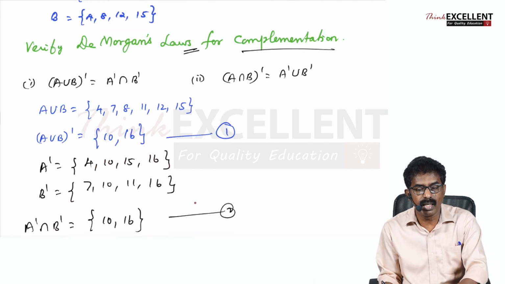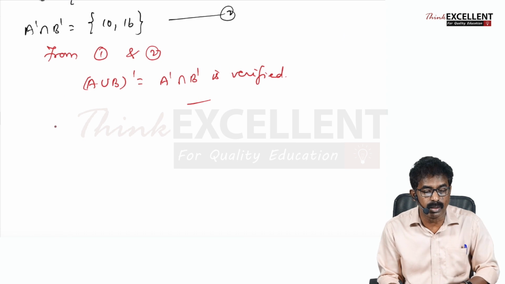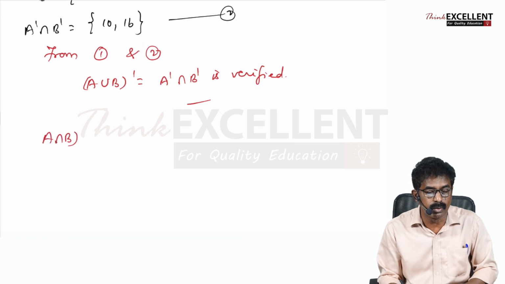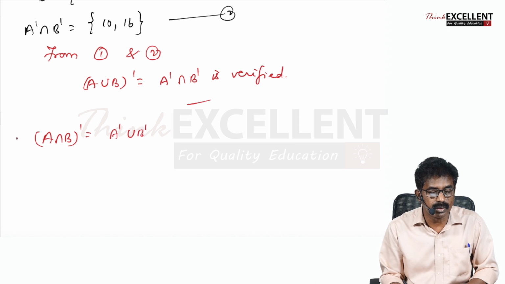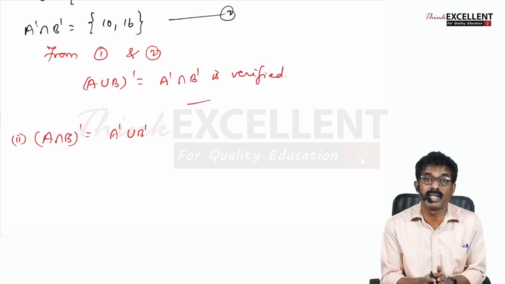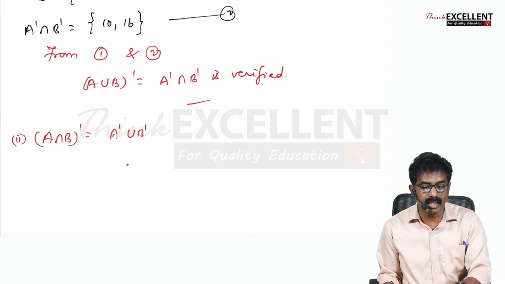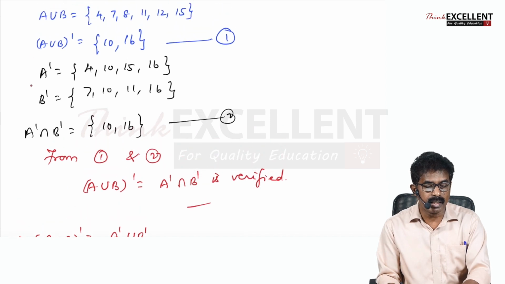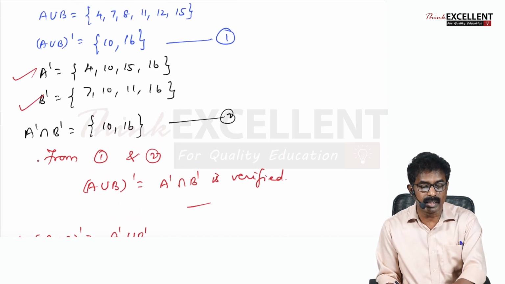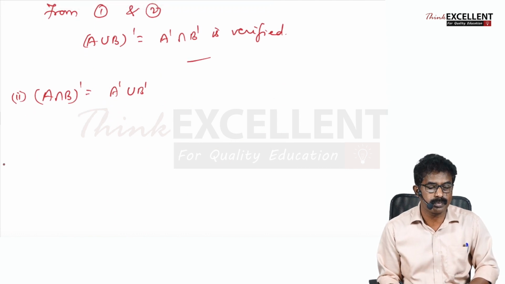Okay, now the same way you can verify the second one. That also you must do. A intersection B the whole dash is A dash union B dash. So this I'm leaving to you. How can you find this? First you find LHS. For that you find A intersection B, then A intersection B the whole dash. Right side, A dash union B dash. Already here we know A dash and B dash. Take their union, then you will get the answer. Okay, so that you can complete.